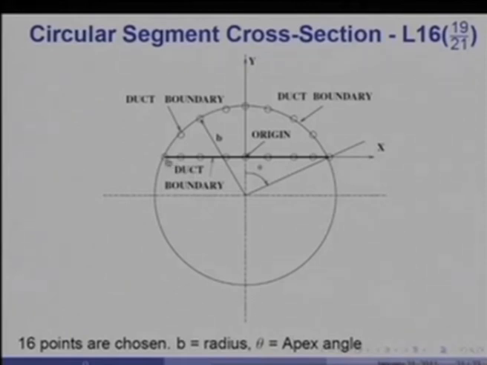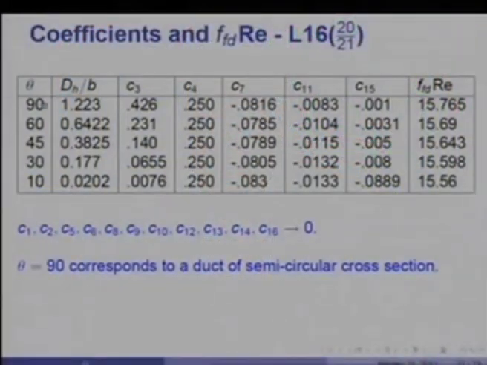Again, I have chosen 16 points, 1, 2, 3 up to 16, and solutions are obtained for a prescribed value of the apex angle theta and radius b. Here are the results: theta equal to 90, 60, 45, 30 and 10. In each case, the hydraulic diameter 2b, the radius, is given.